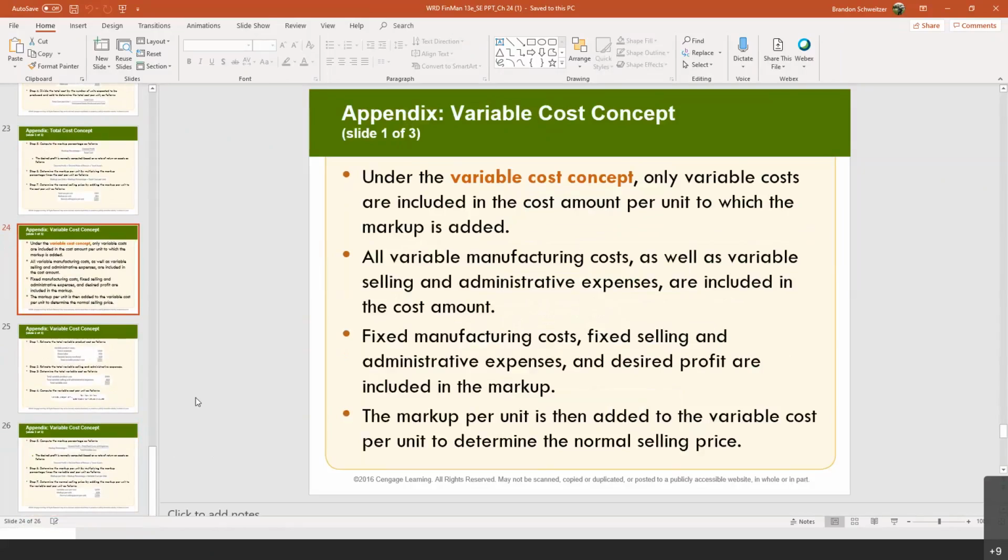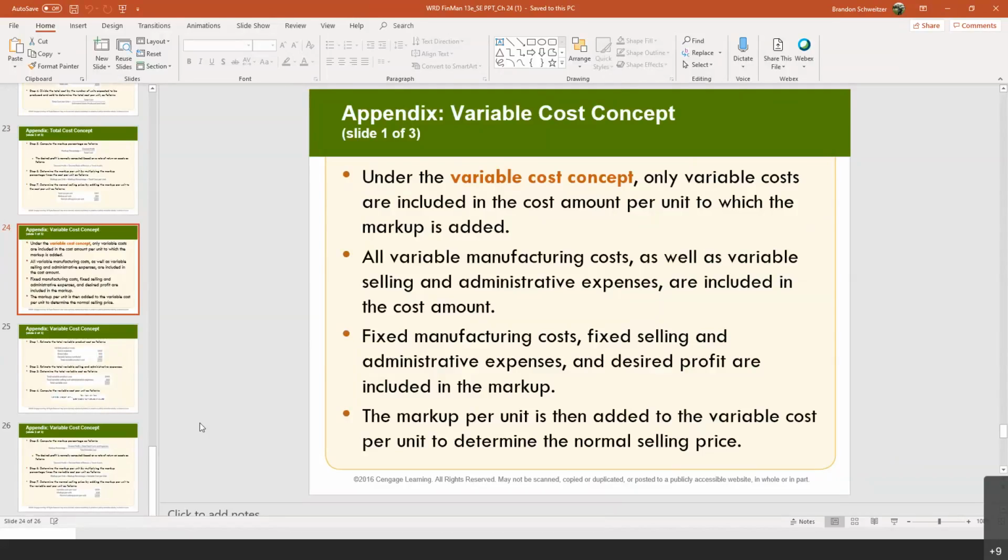Now let's look at variable cost concept. Again, just highlighting the steps. Under the variable cost concept, as you know, only variable costs are included in the cost amount per unit, to which we add in the markup price. The variable manufacturing costs and the variable selling and administrative expenses are included in the cost amount. The fixed costs and fixed selling administrative expenses and the desired profit are included in the markup. They're not included in the variable costs because they're not a part of variable cost.